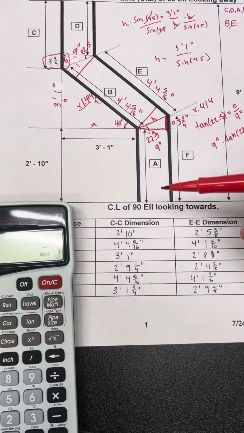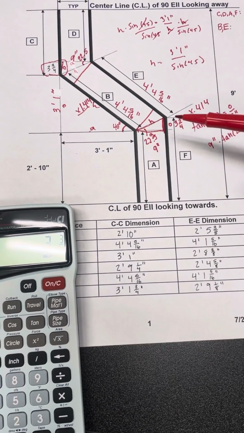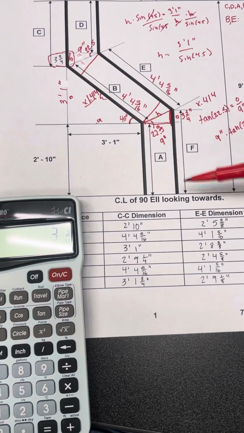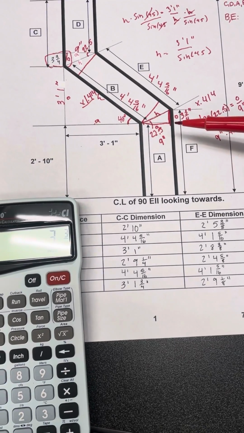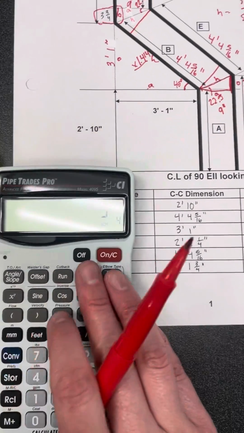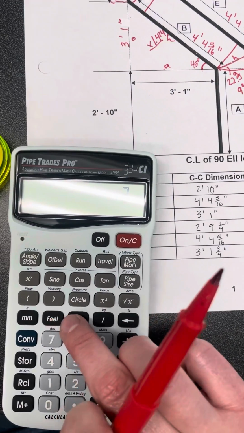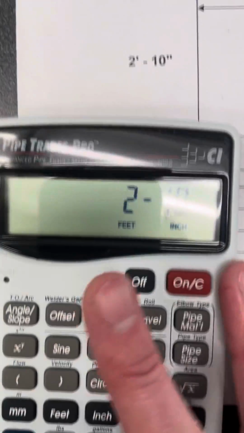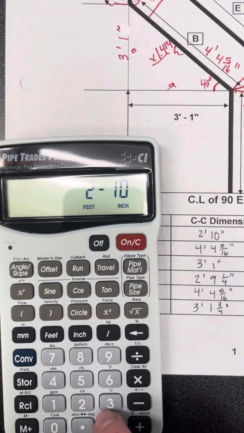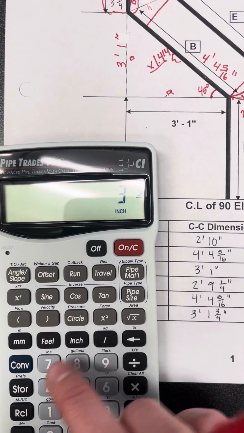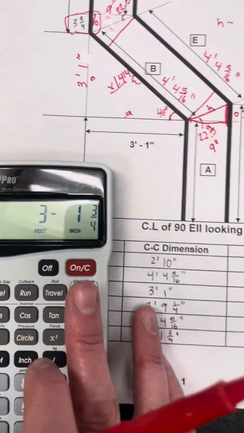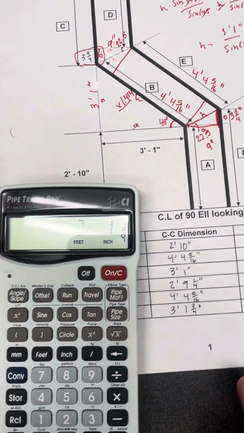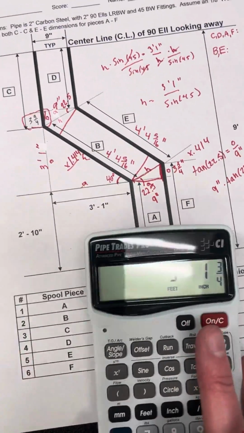Now the only thing we have to do now is take our vertical distances and either add or subtract the 3 3/4. So A here is 2 feet 10 inches, and F is going to be 2 feet 10 inches plus 3 3/4 inches. So we're just going to do 2 feet 10 inches plus 3 inches and 3/4. And that gives me 3 feet 1 inch and 3/4, which is the length I have down here. All right, so that gives me A and F.